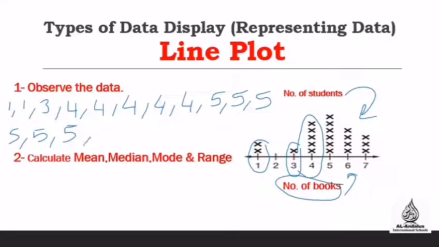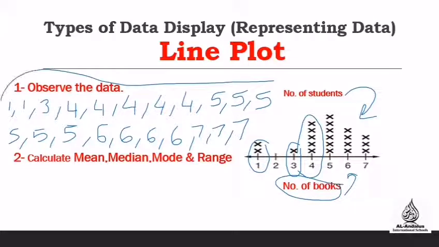So here I represented the 5. What about the 6 books? The 6 is repeated 4 times, so I will repeat the 6 four times. 1, 2, 3, 4. What about the 7? The 7 is repeated 3 times. So here's 7, 7, and 7. Like this, I have my data set.